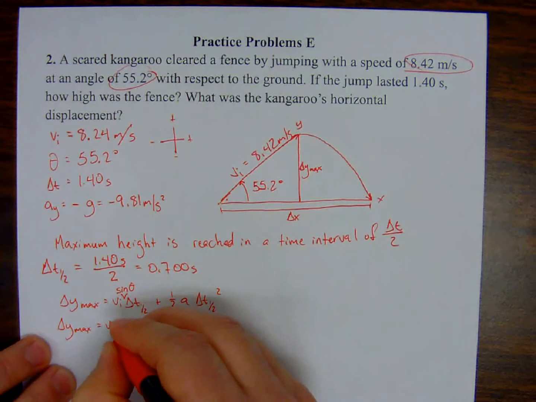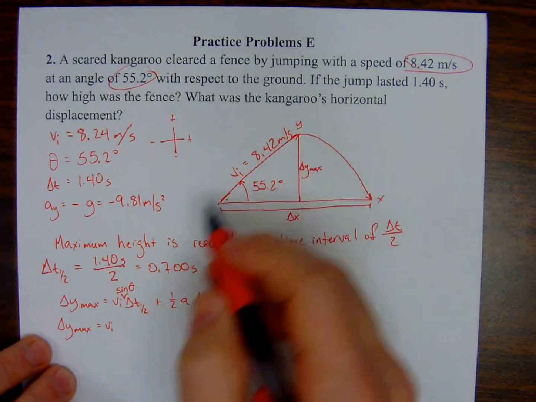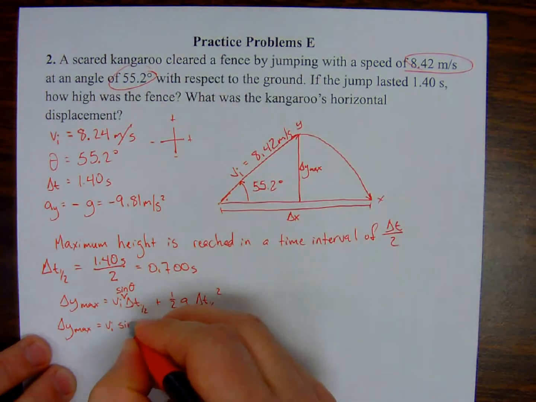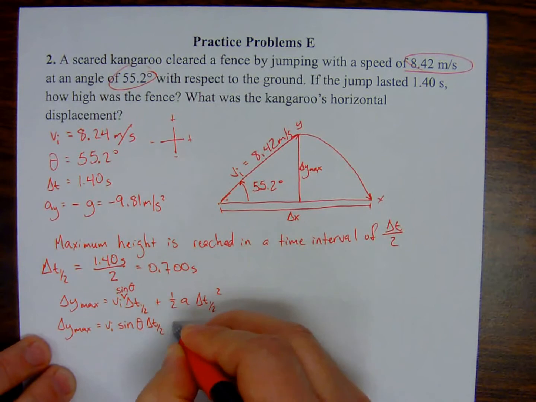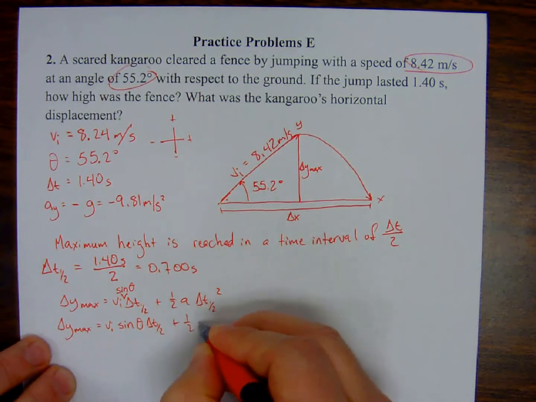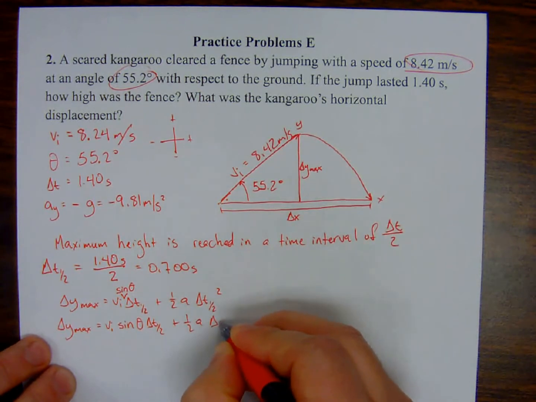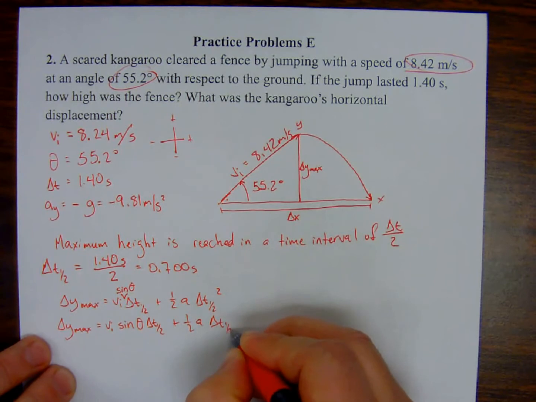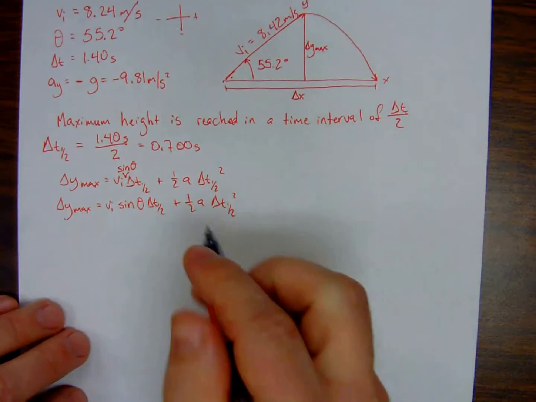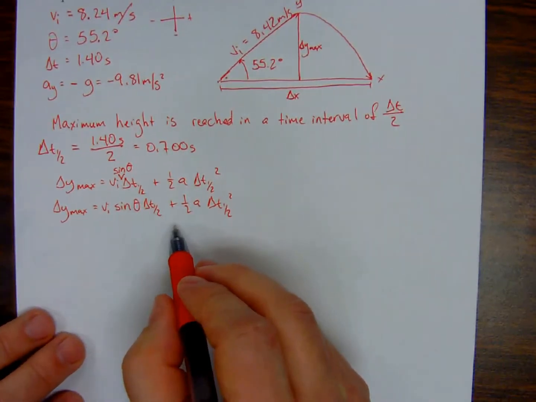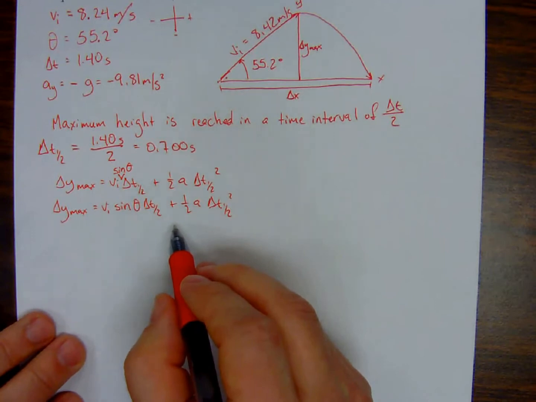Again, half time, not the full time. So this is the equation I'm going to plug some stuff into, and I believe I have everything. I have my v sub i, I have the angle, I have my half time, I have the acceleration. So I should be good to go. So what are my values?